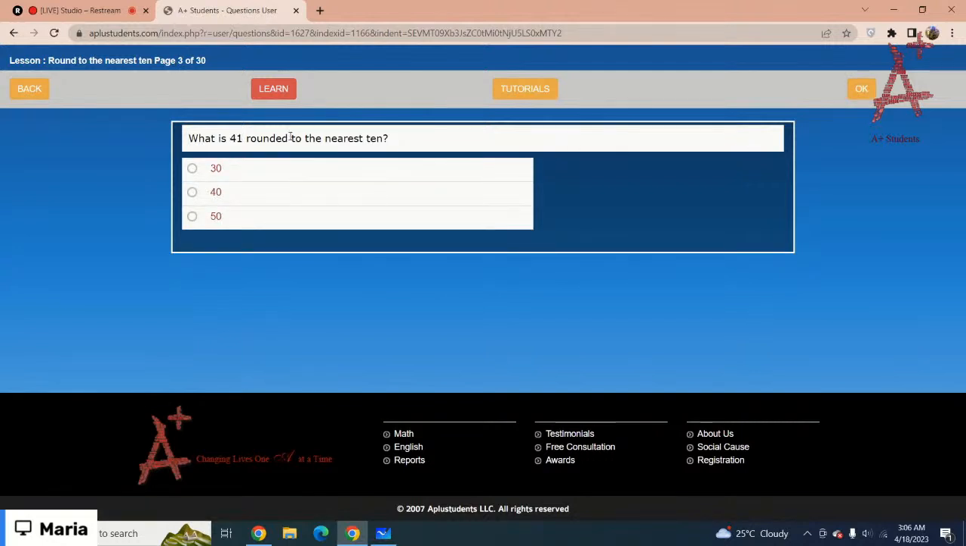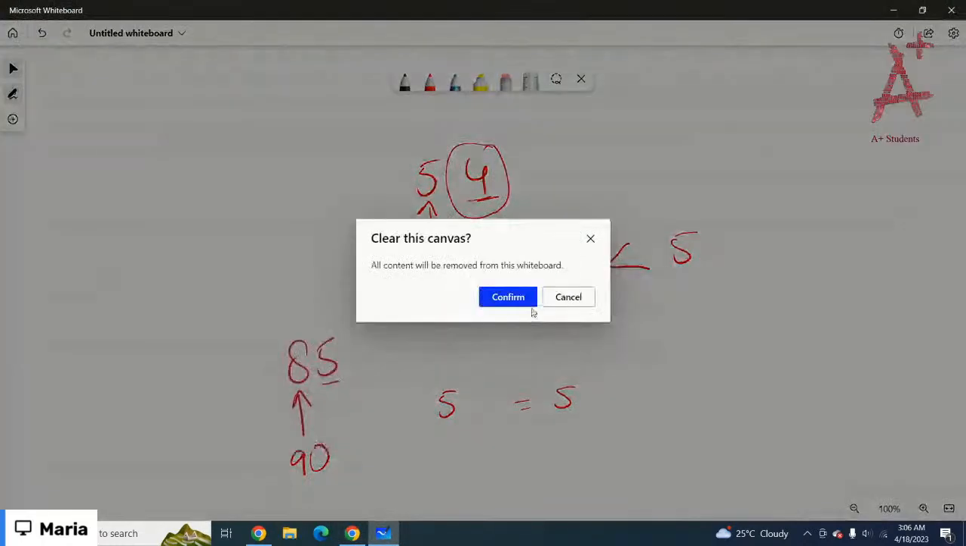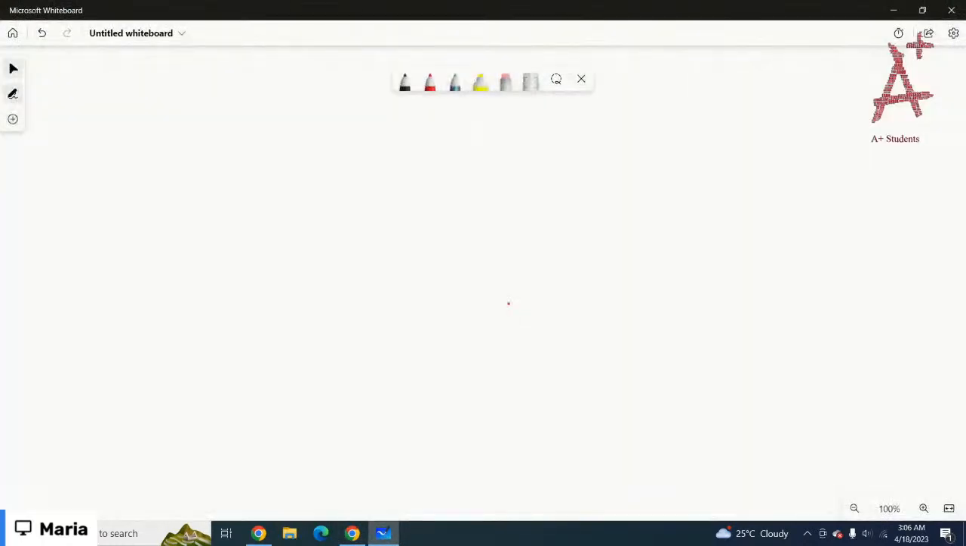Okay, the next one is, what is 41 rounded to the nearest 10? So you have 41. Got it? So the digit that is at the tens position is 4. Just look at the digit that is on the right hand side of the tens digit. It would be 1. Compare this digit to 5.